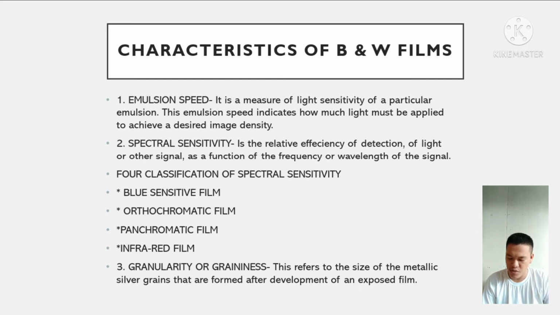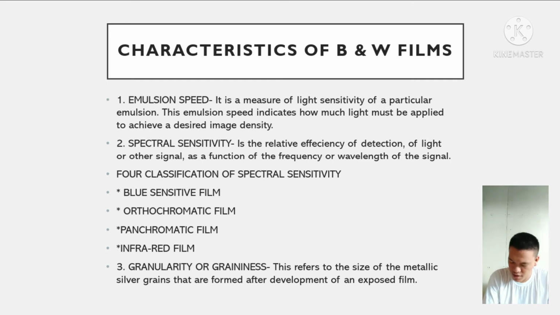The lower the emulsion speed rating of the film, the finer the grain, and conversely, the higher the emulsion speed rating of the film, the bigger the grains. Likewise, a film developer will produce a finer grain than a paper developer would if used for film processing.